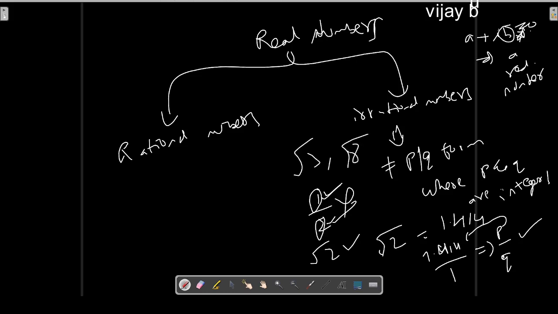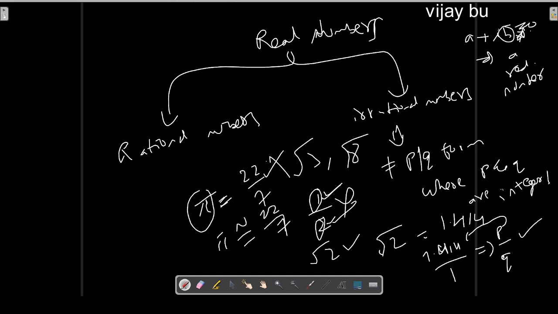Root 8 is also an irrational number. And pi is also an irrational number. But there is a misconception that pi is equal to 22 by 7, which is a rational number. Pi is exactly not equal to 22 by 7. Pi is approximately equal to 22 by 7. 22 by 7 is a rational number, but pi is not a rational number. Pi is an irrational number.